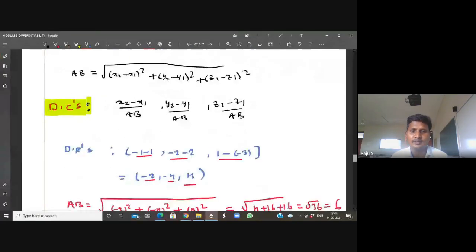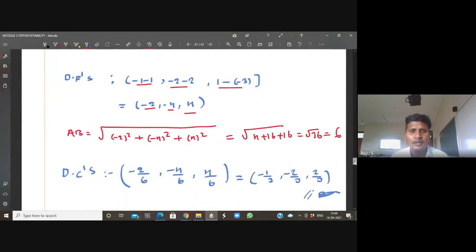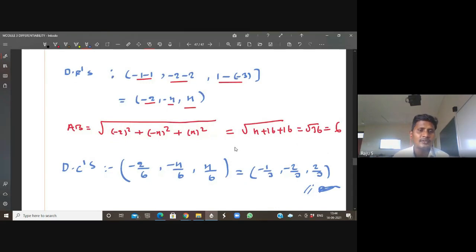What I have done: x2 minus x1, y2 minus y1, z2 minus z1, these are the direction ratios. Direction cosines means after finding the ratios, find the distance between the 2 points, then divide the direction ratios by it. We'll get direction cosines. When you're squaring and adding, let us take this is L, this is M, this is N.